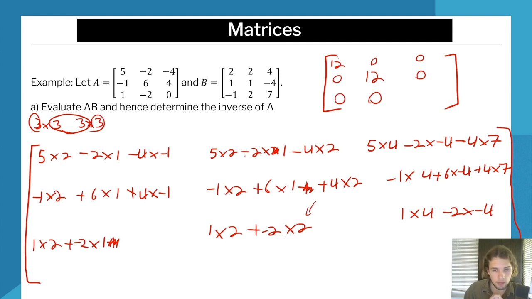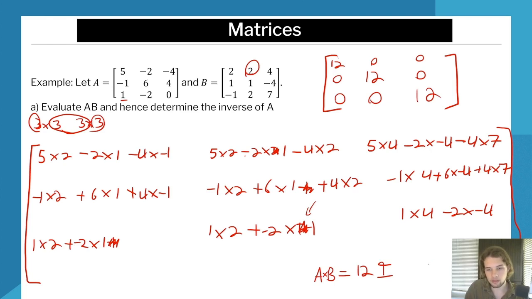minus 4, but I've probably made a mistake. This is a good way to check your mistakes if you think you know what the answer is. So we can look down here. This is row 3, column 2. So this should be 1 times 2, and then minus 2 times 1 is actually the answer. So yep, this culminates in 0 as well. And then we have 4 plus 8, sorry, so that's 12. So that means that A times B was equal to 12 times the identity.